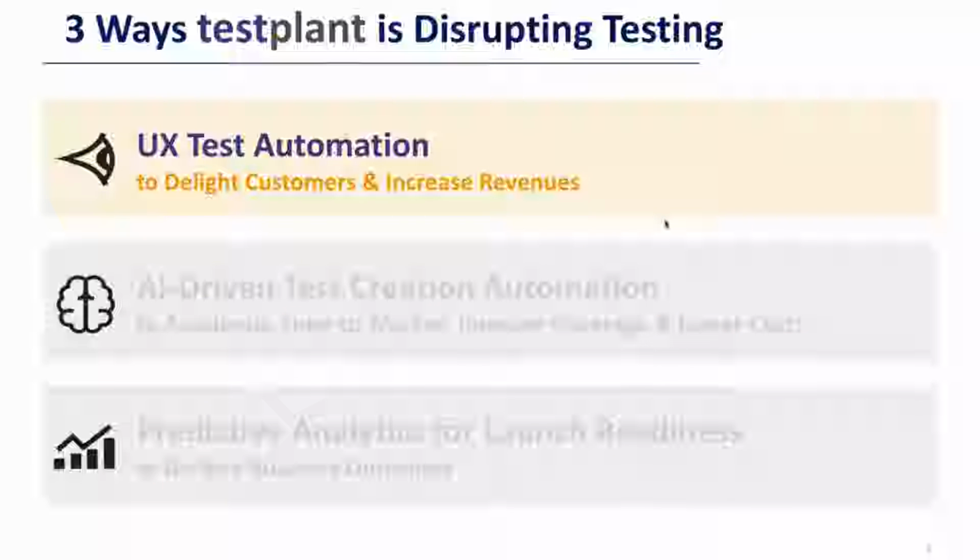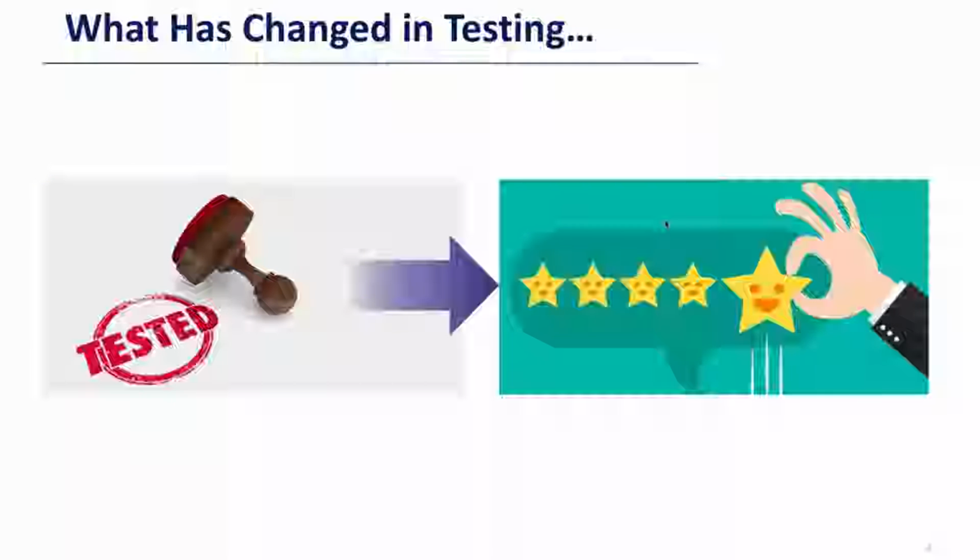First of all, user experience test automation. Well, if you look at what's changed in testing over the last 20 years, or even as recently as the last few years, testing used to be about, does the code work? Have you gone through a compliance process to test that the most common functions actually work?